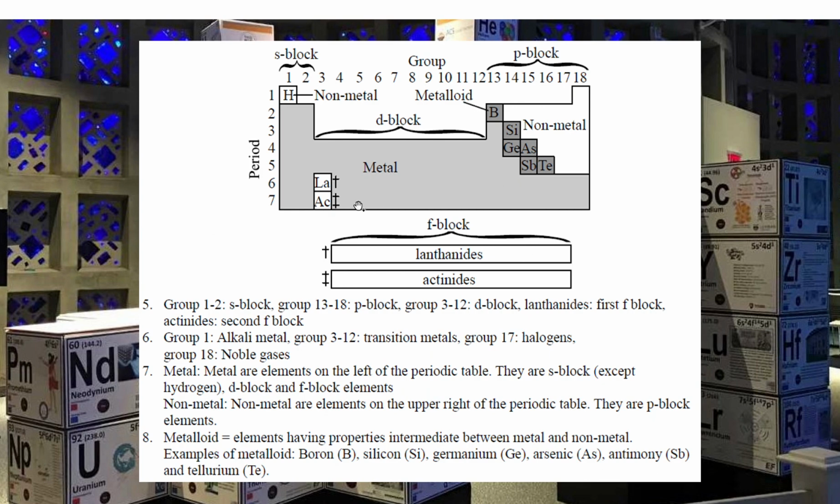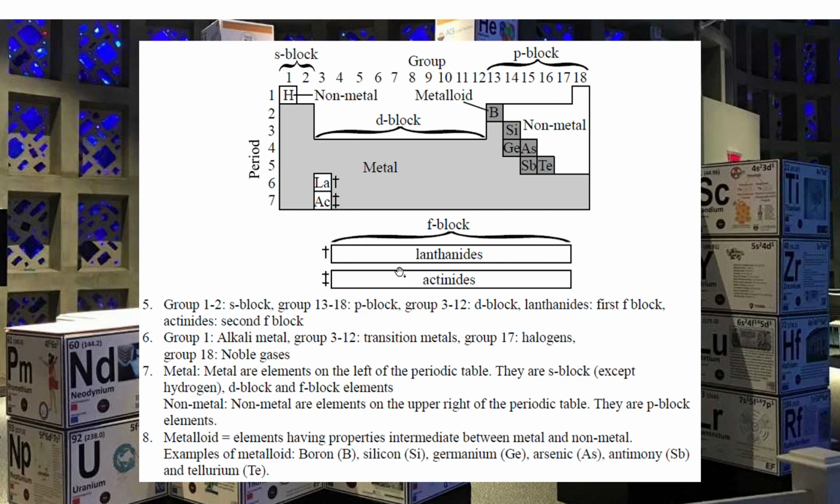For groups 1 and 2, we call it the S block because its outermost shell electron is the S electron. For groups 13 to 18, we call it the P block because its outermost shell electron is the P electron. Groups 3 to 12 we call the D block, the transition metals. And the lanthanides and actinides are the two F blocks. We seldom talk about them, but we have to know their existence.